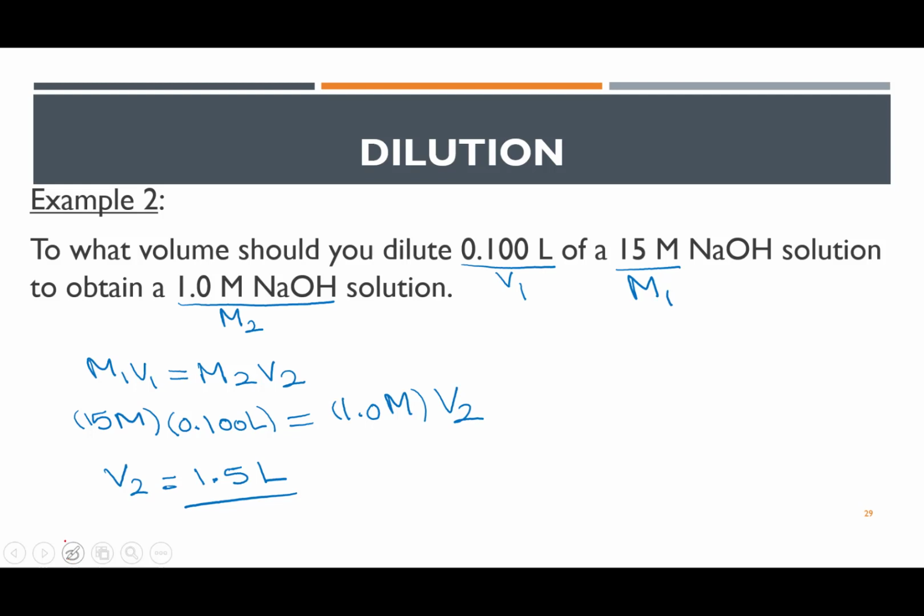Now for sig fig, this number 15 is 2 sig fig, 0.100 is 3, and 1.0 is 2. That's why your answer has to be 2 sig fig. Since you have your number as exactly 2 sig fig, you don't need to do the dotted line and all of that.